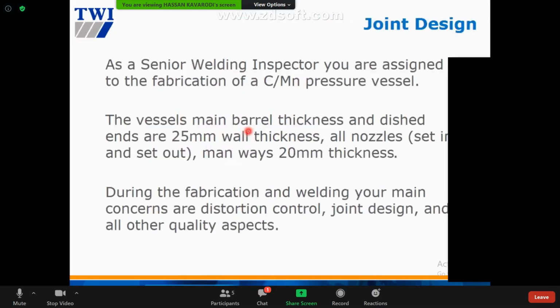All right. Questions? As a senior welding inspector, you are assigned to fabrication of a carbon manganese pressure vessel. Main barrel thickness and dish end are 25 mm wall thickness. All nozzles set in or set out. Main waist 20 mm thickness. During fabrication and welding, your main concerns are distortion control, joint design, and all other quality aspects. You have 10 questions. I will discuss a bit with this question, whether it requires specification or not. Then you do it as your homework.